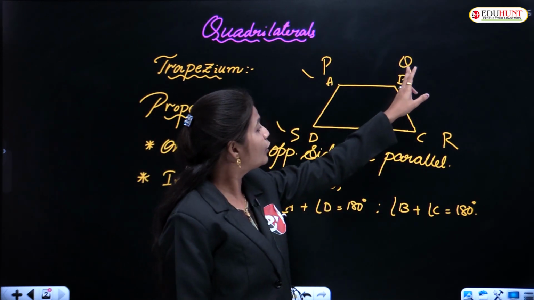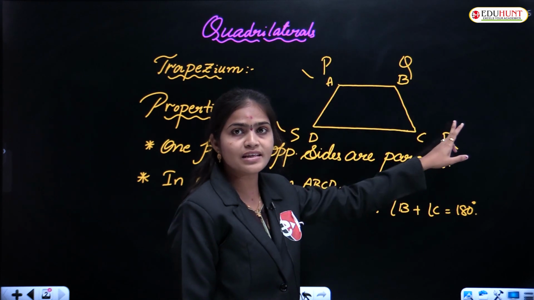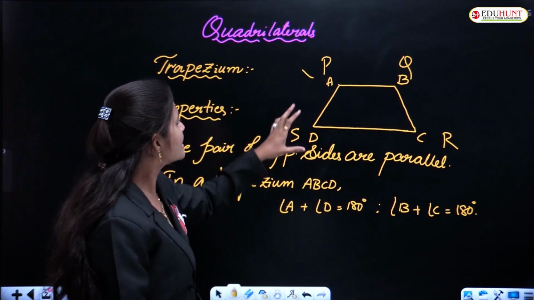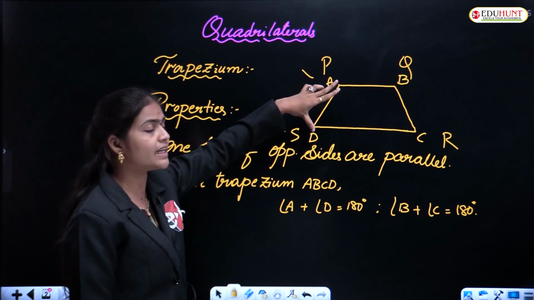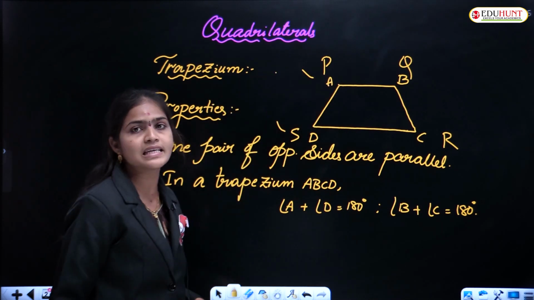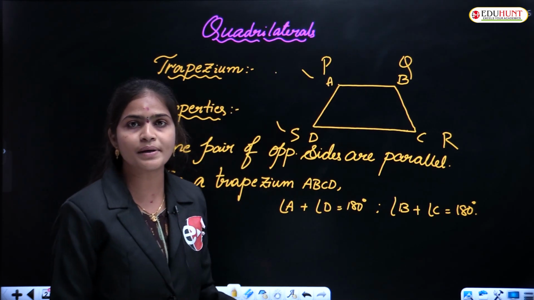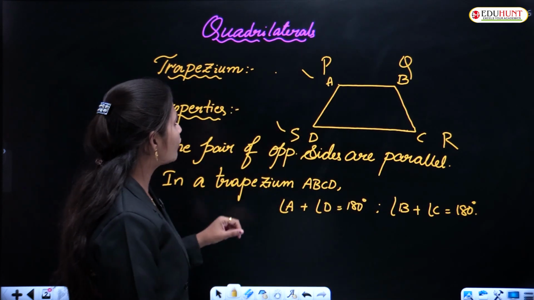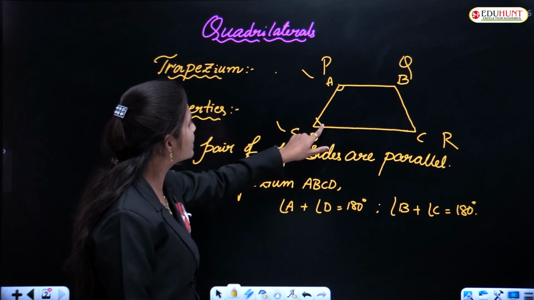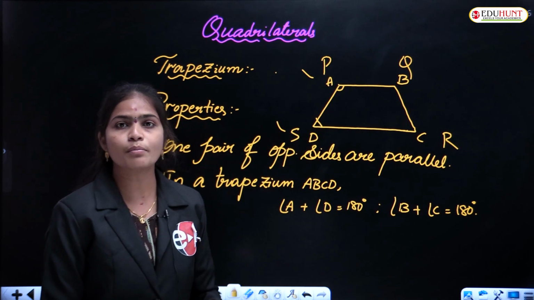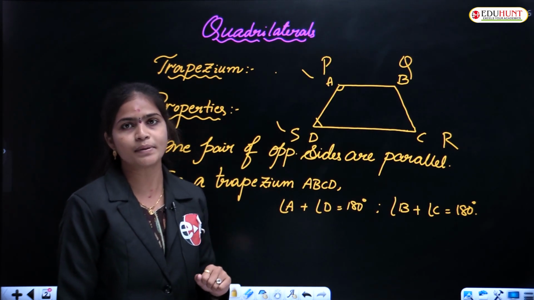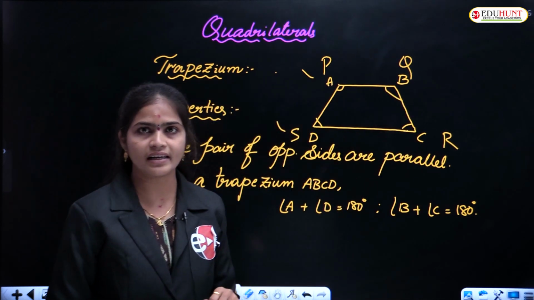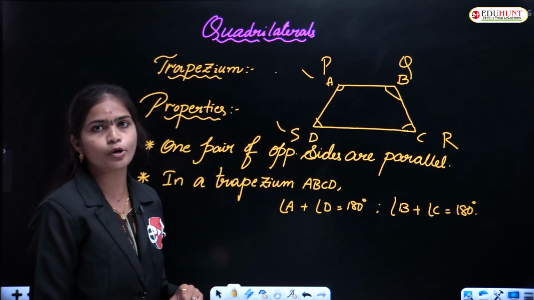So here Q plus R is equal to 180, as well as B plus C is equal to 180, and in the same way A plus D is equal to 180, or P plus S is equal to 180. That depends on the name of the trapezium. But whatever it may be, these two angles become supplementary. The sum of those two angles is supplementary, and in the same way the sum of these two angles is supplementary. So that is the second property.